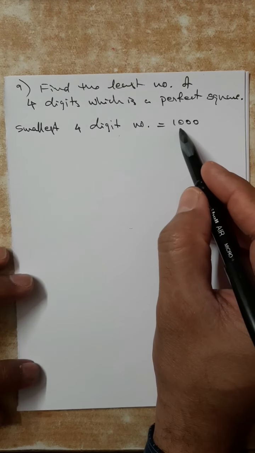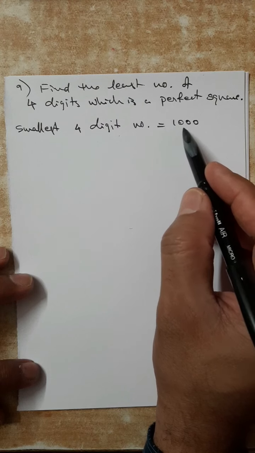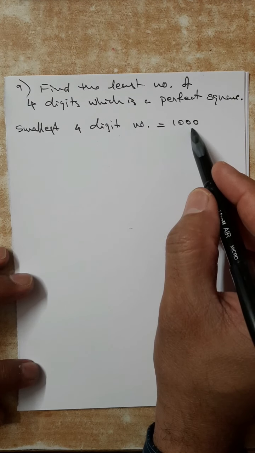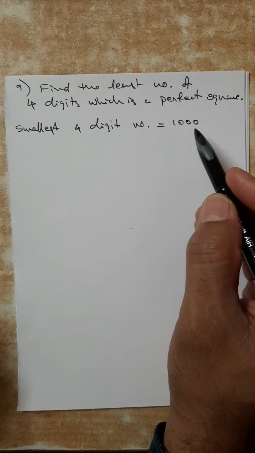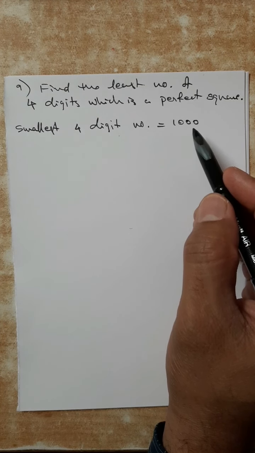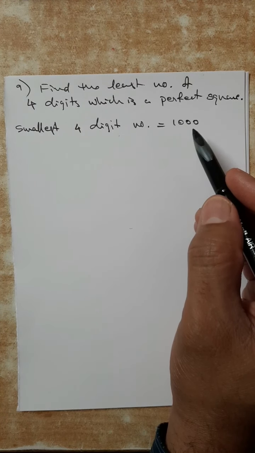If I subtract something, it will become a 3 digit number because it is already the lowest 4 digit number. If I even subtract 1, it will become a 3 digit number. So I cannot do subtraction. I have only one option: I have to give something, a donation. I can donate something.